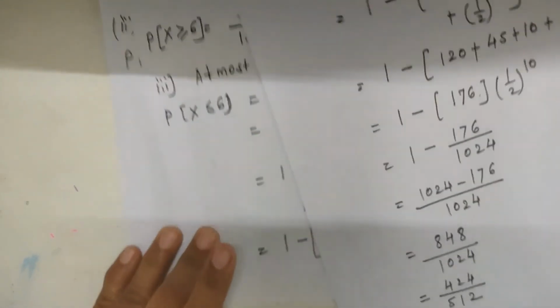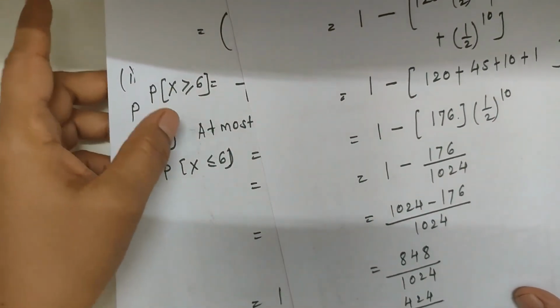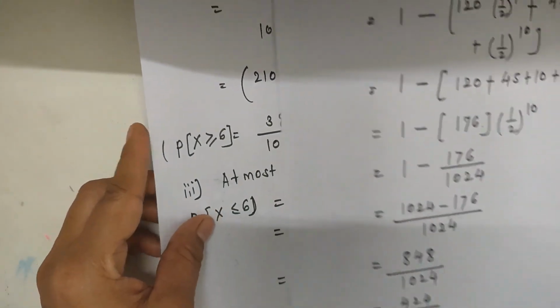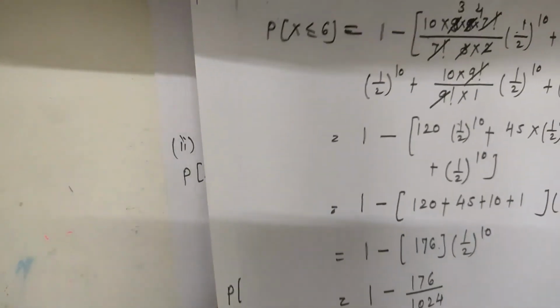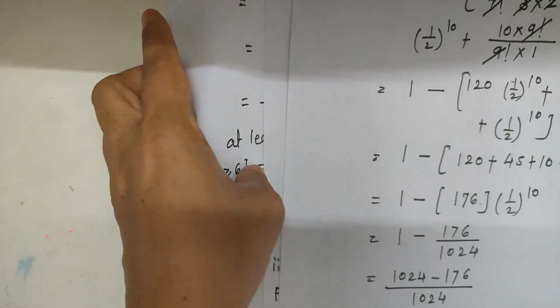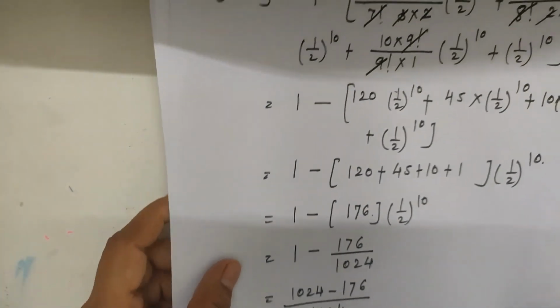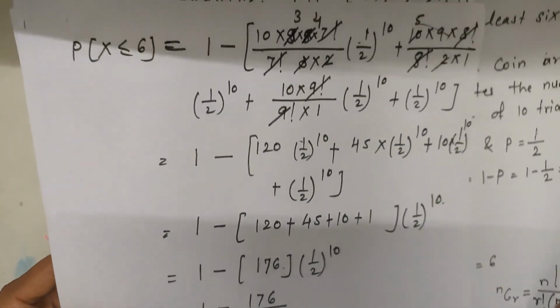In this way, using the binomial distribution, we can find out the probability of getting exactly 6 heads, at least 6 heads, and at most 6 heads.